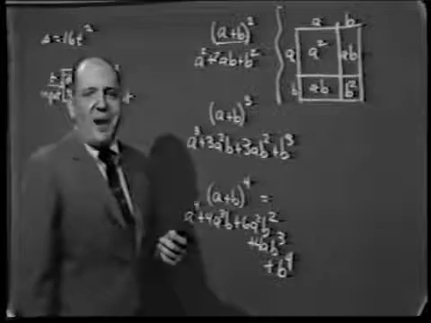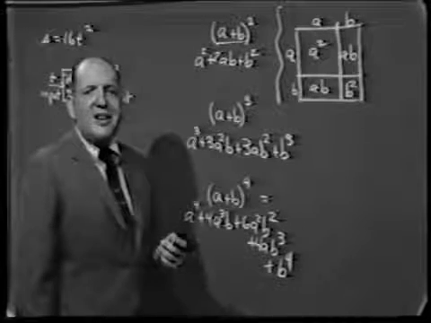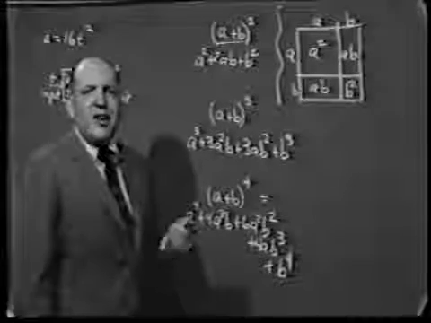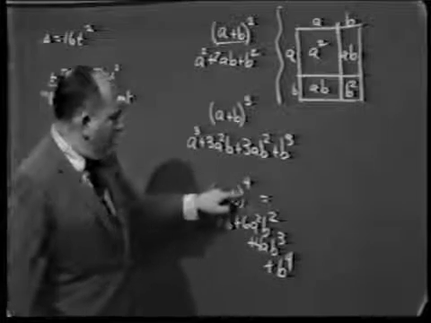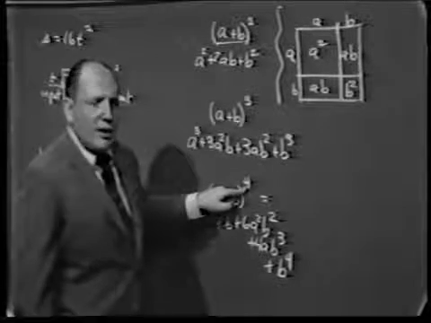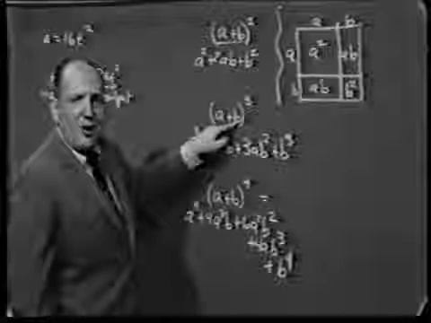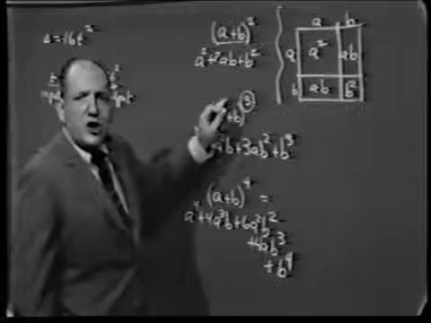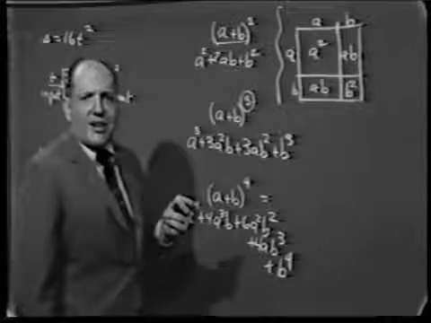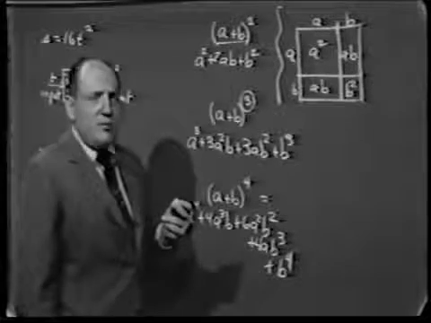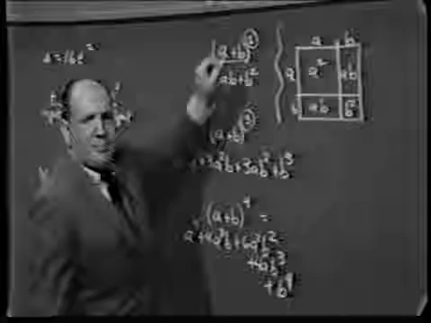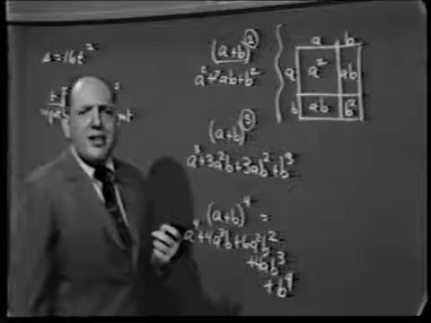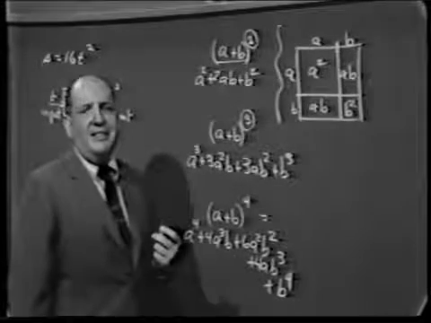And by the way, as a rather interesting aside, notice the geometric influence on how we read this. This is called a plus b to the 4th power. But somehow or other, we don't call this one a plus b to the 3rd power. We call it a plus b cubed, suggesting the geometric configuration of the cube. And here we don't usually say a plus b to the 2nd power. We say a plus b squared.